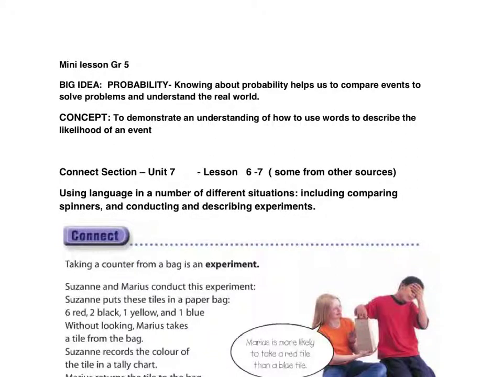All right, continuing our big idea about probability. Knowing about probability helps us to compare events, solve problems, and understand the real world. Today, we're going to work on demonstrating an understanding of how to use words to describe the likelihood of an event. However, this time we're going to be conducting and describing experiments. So not just situations and spinners, but looking at experiments. This is lessons 6 and 7 in your textbook.